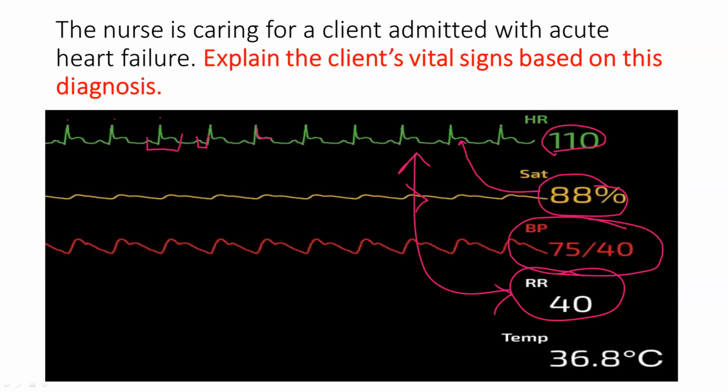I know that I'm going to raise the head of the bed and increase their oxygen because they're satting 88%. I would probably expect, because it's a poor pump and a poor SpO2, that the client would have crackles. So I could expect to auscultate crackles, and I know I need to listen to lung sounds.